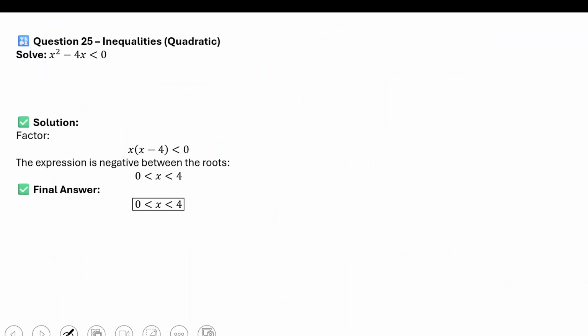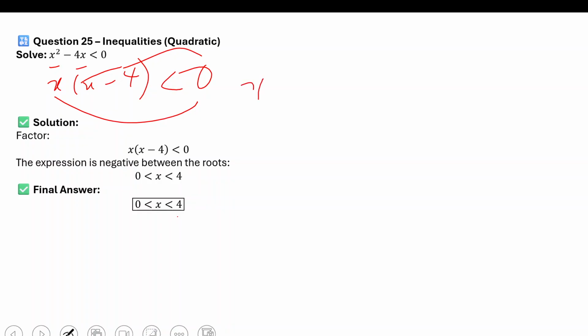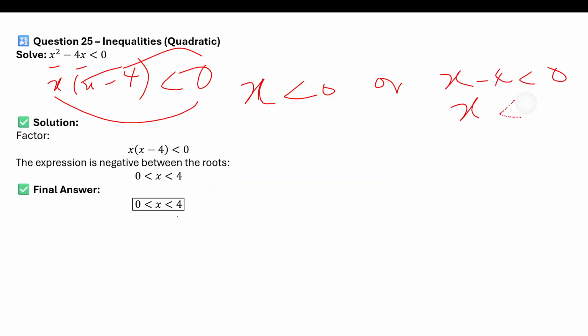Okay, so inequalities. So for this one, you factor, you see that this is x squared, this is 4x. Factor means you bring out the common factor. So this is the common factor. So either this is less than 0 or this one is less than 0. By the time you find it, you see that x is less than 0 or x minus 4 is less than 0. I can write this as x less than 4. So you have 0 less than x and x less than 4 as the answer.